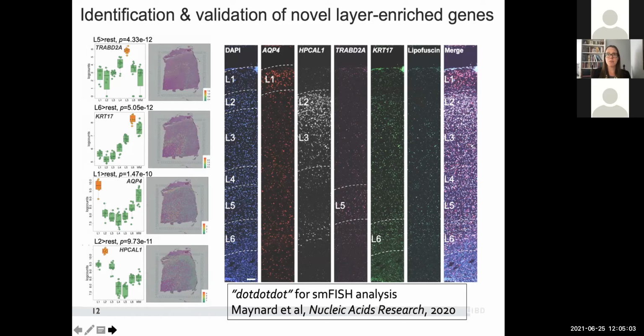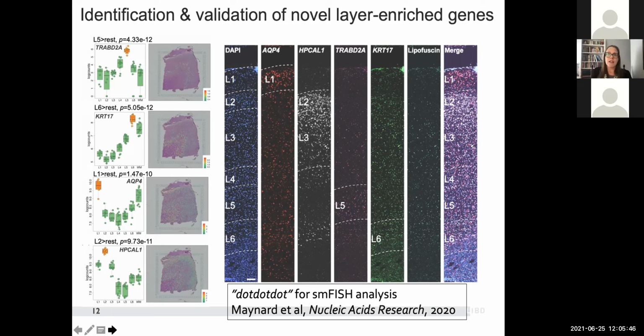So here are just a few example genes, including AQP4, which is enriched in layer 1, HPCAL1 enriched in layer 2, TRABD2A, which was enriched in layer 5, and then KRT17, which was enriched in layer 6. The box plots and corresponding spot plots for these genes are depicted on the left. And then we validated these novel layer-enriched differentially expressed genes using multiplex single molecule fluorescent in situ hybridization, or SM-FISH. So you can see AQP4 in red, HPCAL1 in white, TRABD2A in pink, and KRT17 in green, with lipofuscin tissue autofluorescence segregated into its own channel.